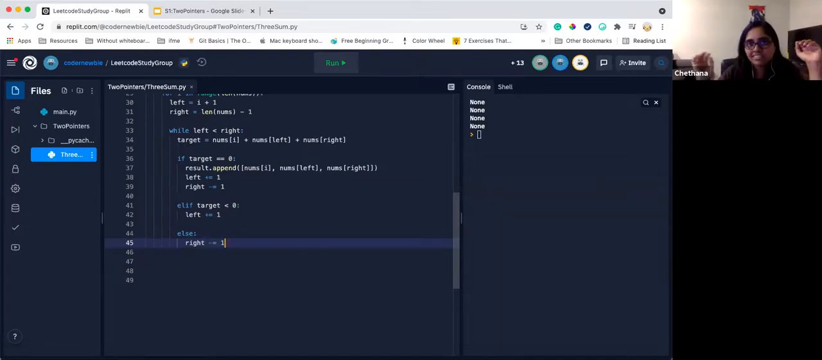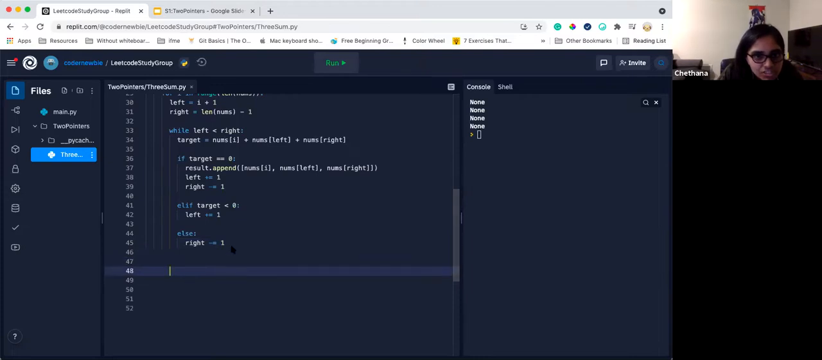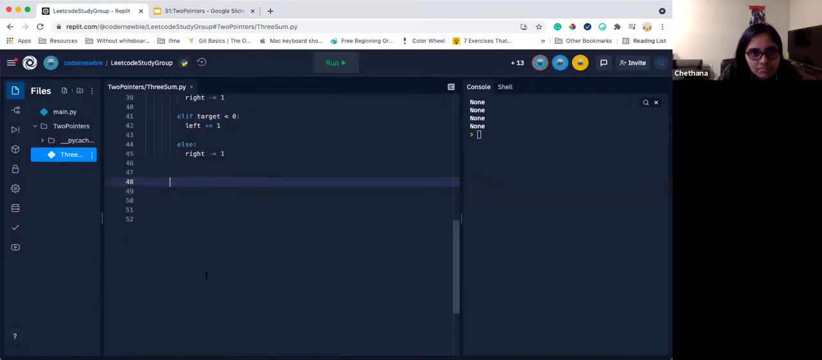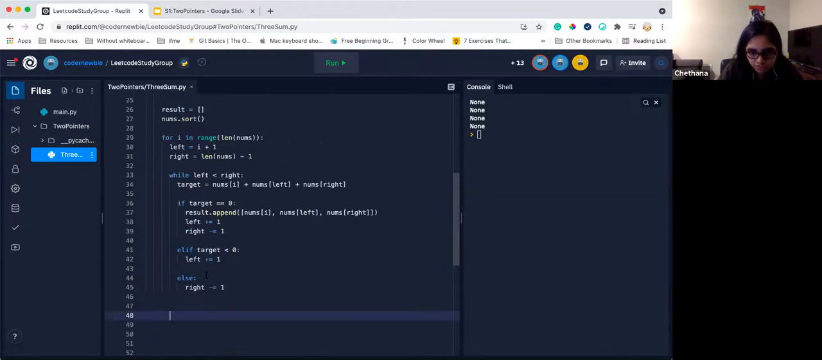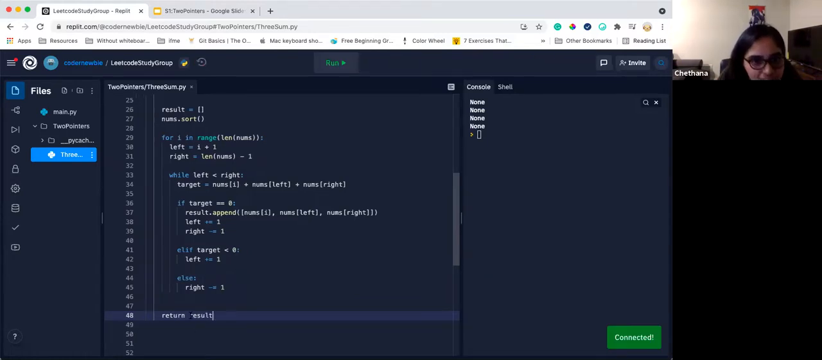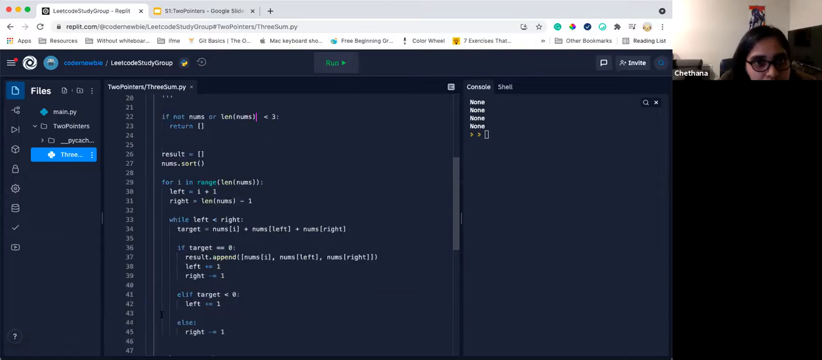Why? Because now we found out the target is greater than 0, and we don't really want that. So we need to lessen the target some way. Lessening it would be making one of the values lesser, so move the right closer to the left. Okay, and I forgot that our code changed. Let's see. Hopefully I don't run into indentation issues. No, I don't.